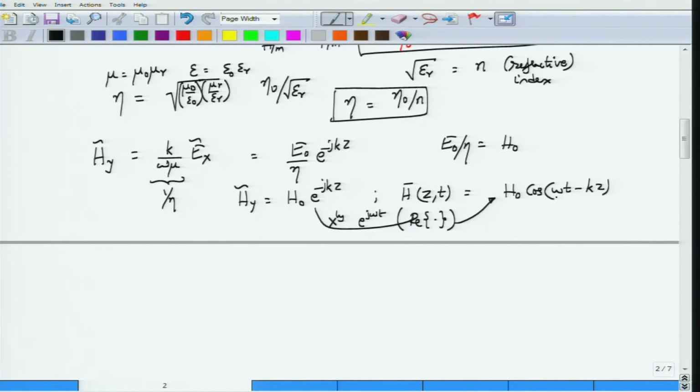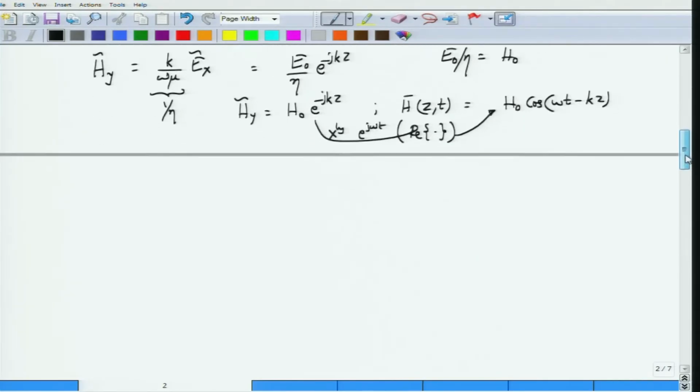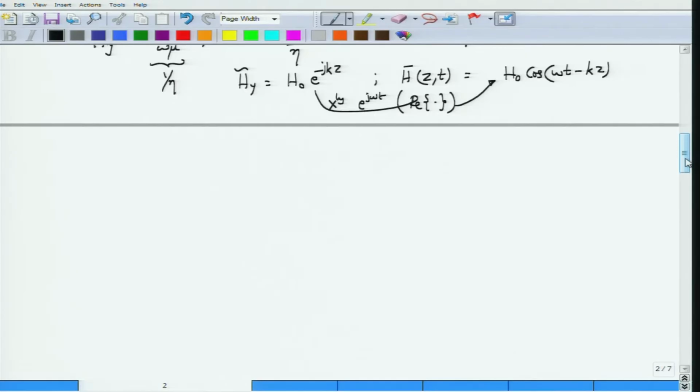Thus what you see here is that electric field x component, magnetic field y component, both are in phase with each other, both vary as cos(omega t minus kz) as a function of z and t, but at the same time the amplitude for the magnetic field is reduced compared to the amplitude of the electric field by a factor of medium impedance eta. Okay. Alright, so this is what I wanted to talk about the electric field and magnetic field.